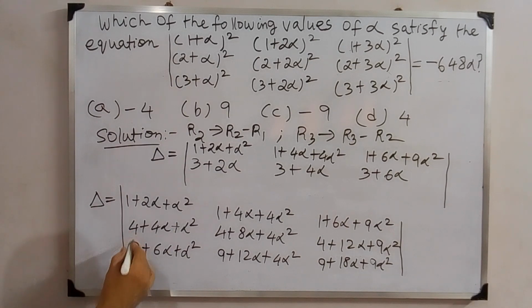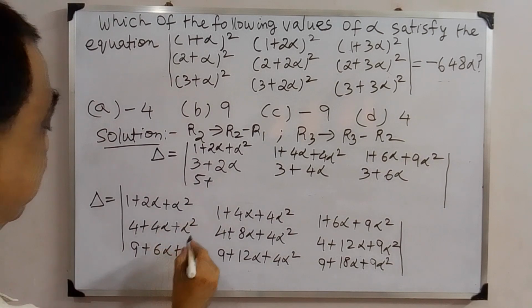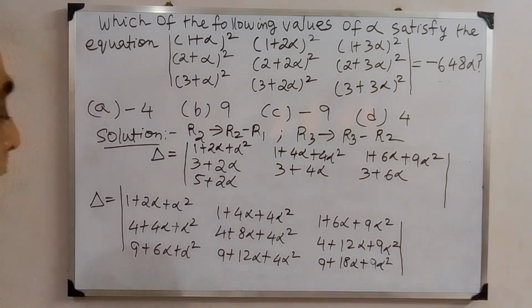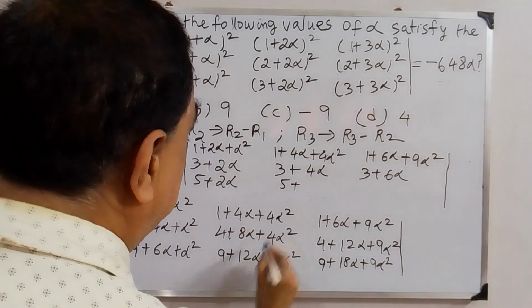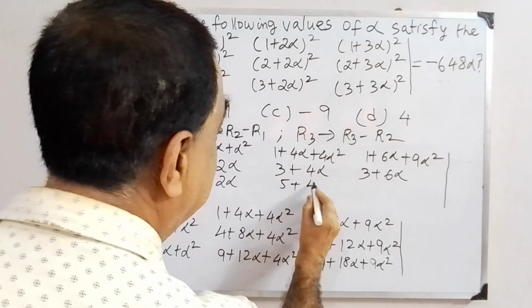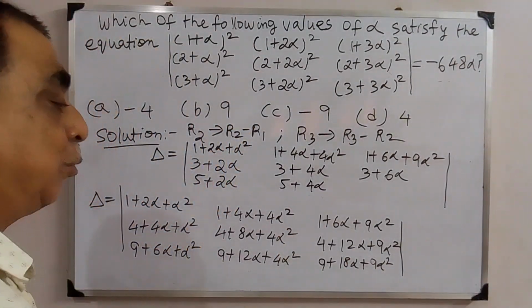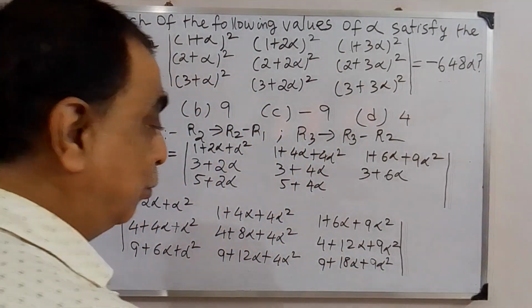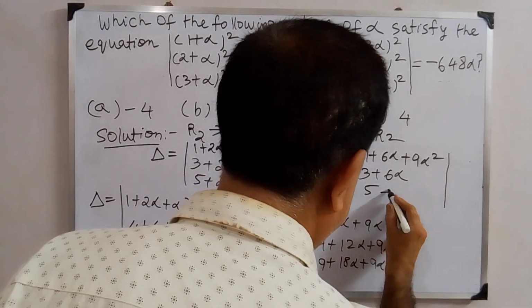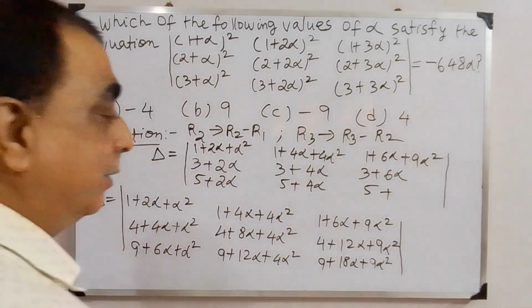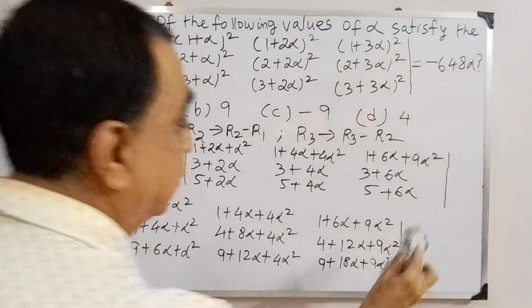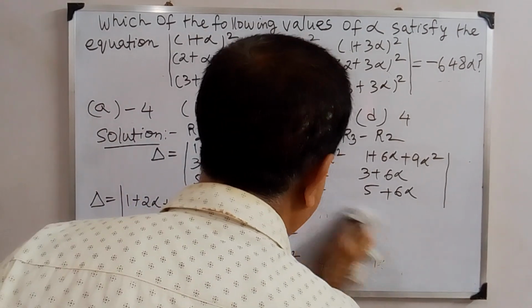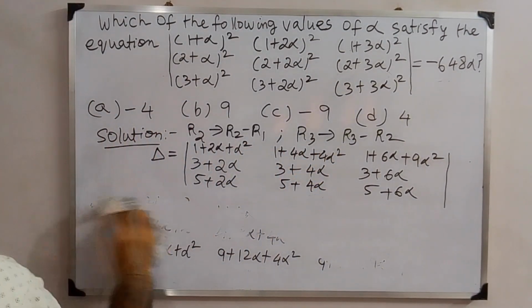9 minus 4 is 5, and 6 alpha minus 4 alpha is 2 alpha. 9 minus 4 becomes 5, plus 12 alpha minus 8 alpha is 4 alpha. 4 alpha squared minus 4 alpha squared cuts out. 9 minus 4 becomes 5, plus 18 alpha minus 12 alpha is 6 alpha, and 9 alpha squared minus 9 alpha squared cuts out. So we have got a simpler form.